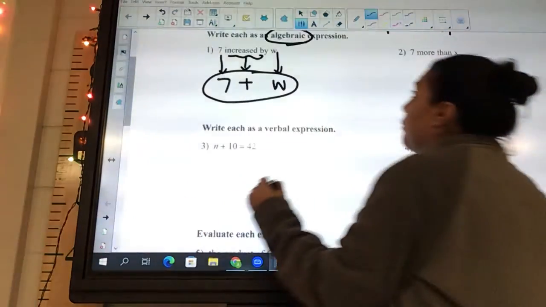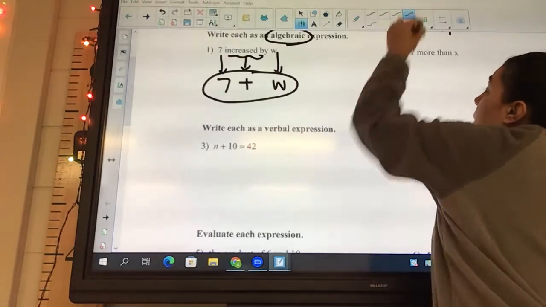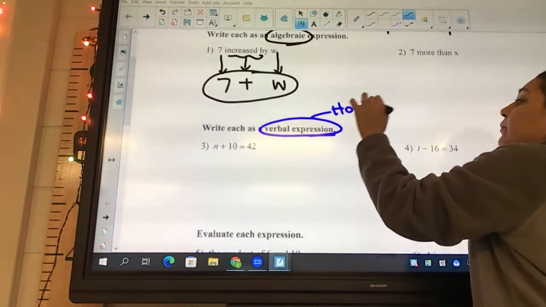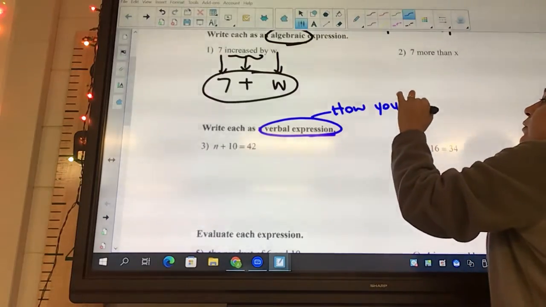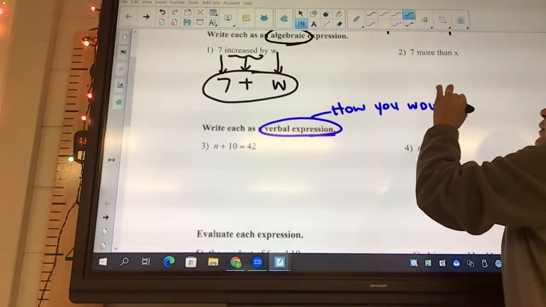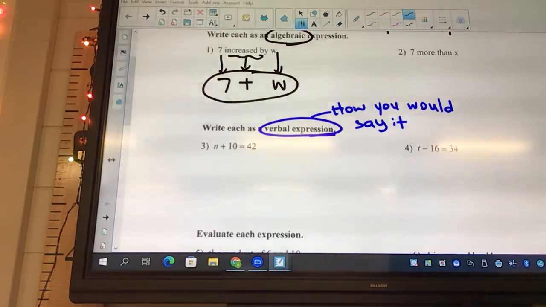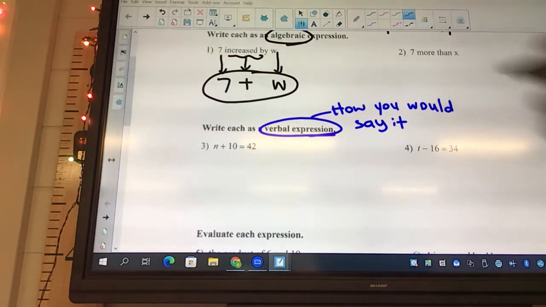Write each as a verbal expression, okay? So remember, be taking good notes. So verbal expression means how you would say it. Okay, so how would you say it? So how do we say that?